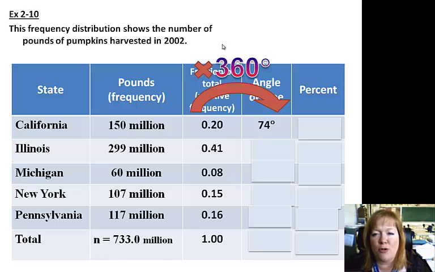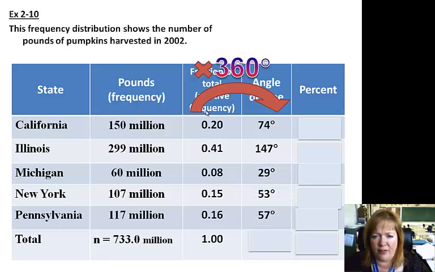You might not have a protractor at home, so you may not be able to do this complete example. But if I multiply 0.2 times 360, and just round to the nearest degree, you can't do point degrees when you're trying to do the angles, and then you just continue on. So I'd multiply 0.41 times 360 to get 147. Next one I'd get 29, 53, 57, and those all should add up to 360 degrees. If you're within a degree, you're fine. It depends on how you round, and 1 degree is not going to make that big of a difference when you go to do your chart.